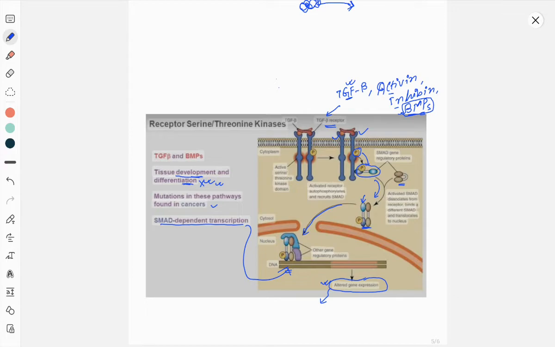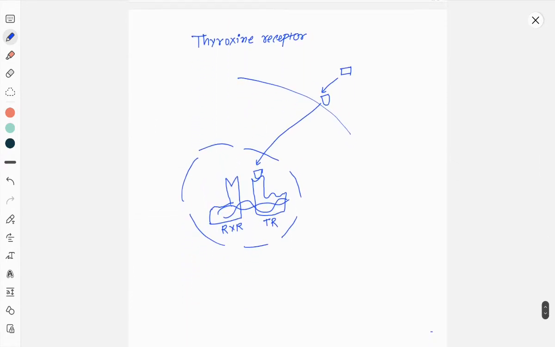Now another important receptor is the thyroxine receptor. We know that thyroxine is majorly secreted in the form of T4. This will be converted to T3 by a deiodinase enzyme. This T3 will go through the cell membrane and nuclear membrane into the nucleus, because T3 is a lipid soluble hormone. So no issue in penetration of the cell membrane and nuclear membrane.